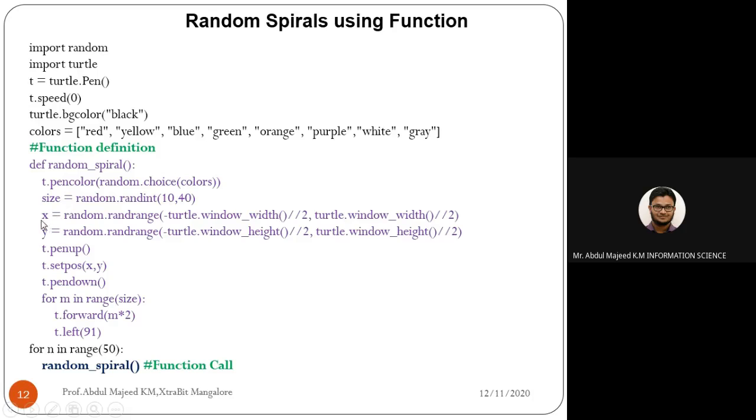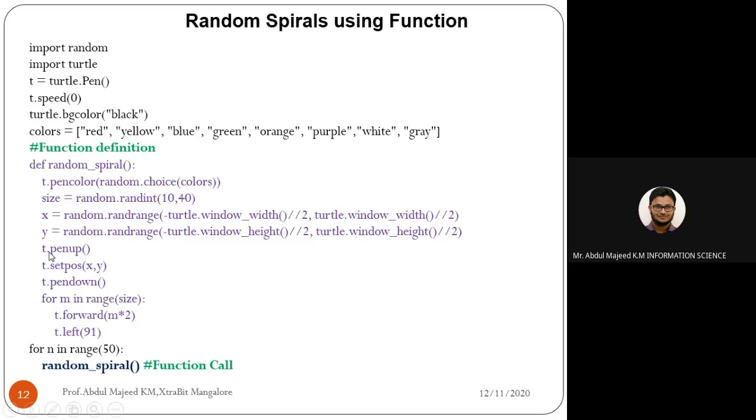Then we need to set the values for x and y. How to set them? For that you can use random.randint of minus turtle.window_width divided by 2 to turtle.window_width divided by 2. So it will take a range from the minimum value of the window width to the maximum value. Similarly, you can set the height for y with random.randint. Here you can see the minimum height of the screen and the maximum height of the screen. So we are setting the values for x and y.